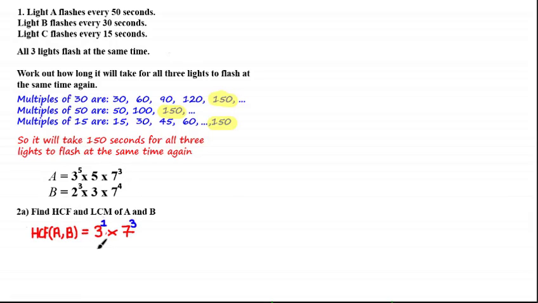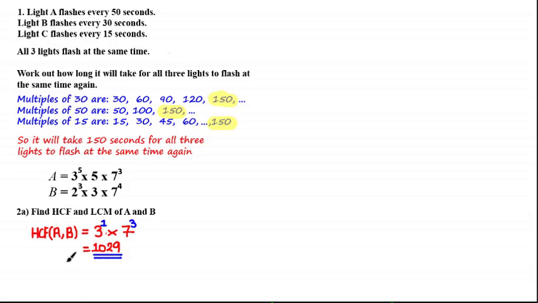And so 3 to the power of 1 multiplied by 7 to the power of 3 is equal to 1029. Okay, so the HCF of A and B is 1029. So to find the HCF of a given set of values which are written as a product of primes with powers, just remember matching terms and lowest powers.